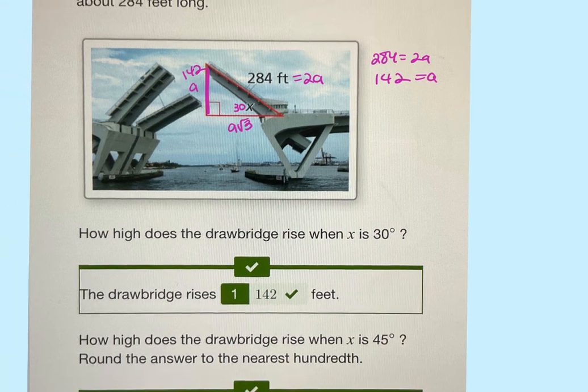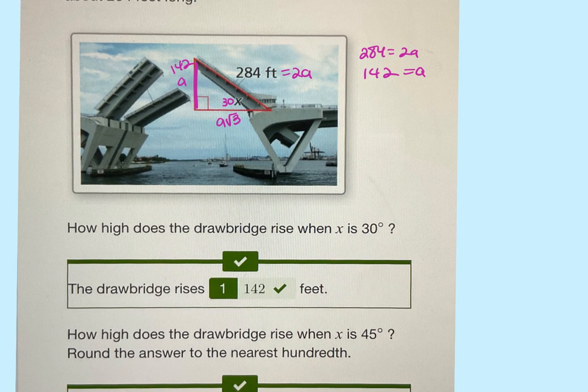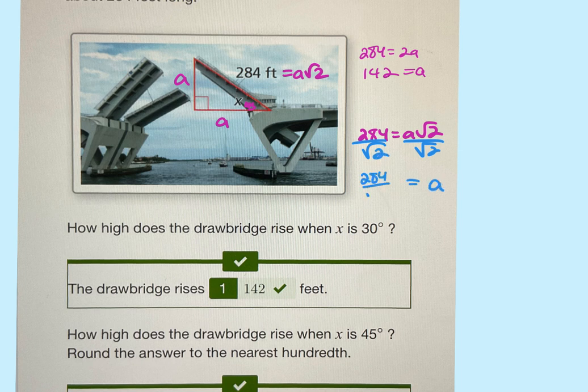The second one says, how high does the drawbridge rise when X is 45? So I would then change these side lengths because this would be 45. This would be A, and this would be A root 2. So if 284 equals A root 2, I would divide both sides by root 2. A would equal 284 over root 2, which would get rationalized to 284 root 2 over 2, or 142 root 2. Now on tomorrow's quiz, you will leave it like that.